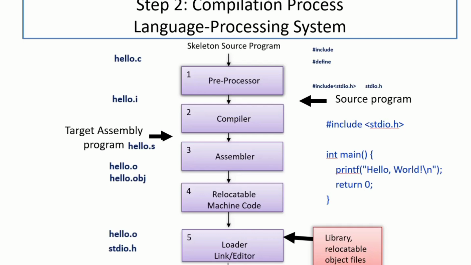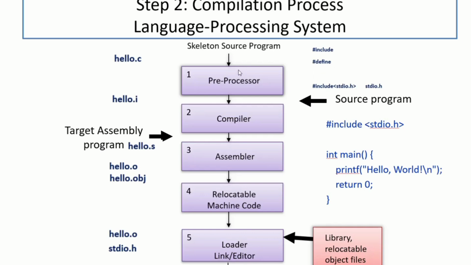In the second step, the compilation process or language processing system, we have different phases. The first one is preprocessor, then compiler, assembler, relocatable machine code, and the last one, loader, linker or editor. Before seeing this diagram, we need to know the difference between high-level language and pure high-level language. If a program contains header files like #include, #define, it's high-level language, whereas pure high-level language is a program that does not contain header files.